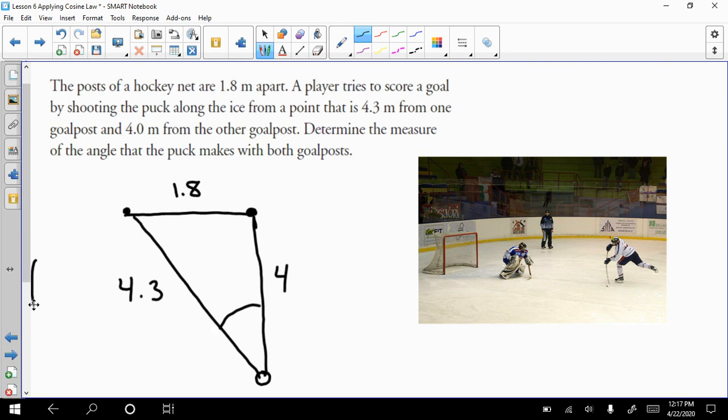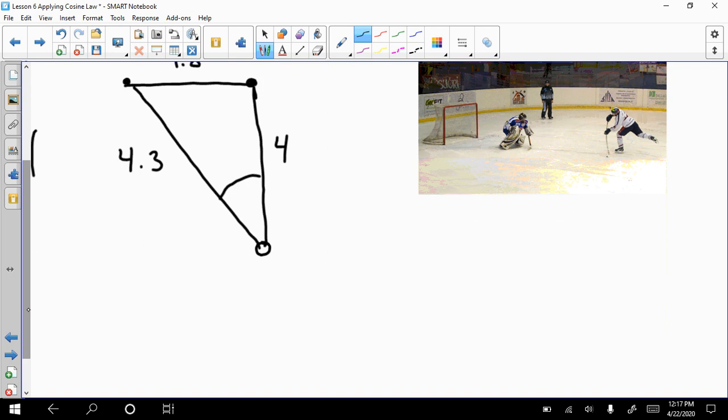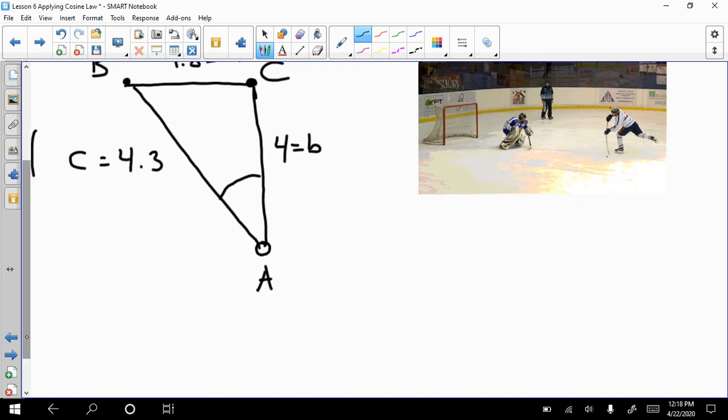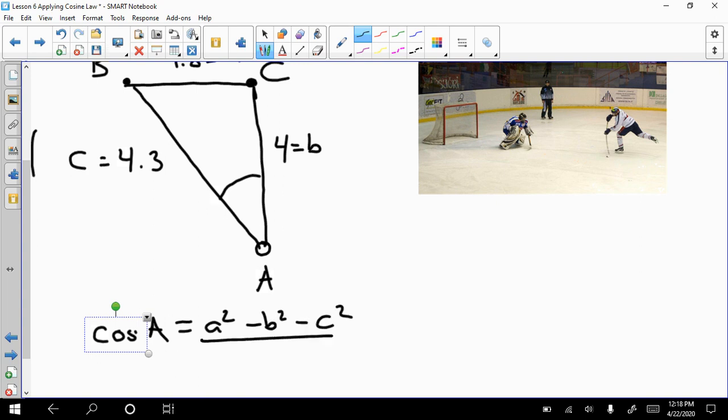All right, so you've got to be able to picture what's happening sometimes. I'm going to call this capital A. That would make this little a. I'll call this little b, and I'll call this little c. That would make that capital C and that capital B. Okay, so we want angle A. So we know that cos of A, this is just one form of it, is going to be equal to a squared minus b squared minus c squared divided by negative 2bc.